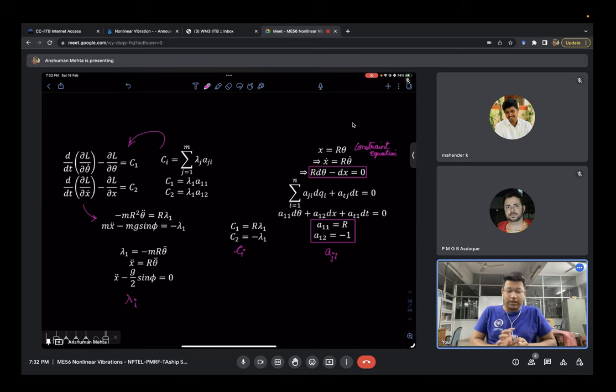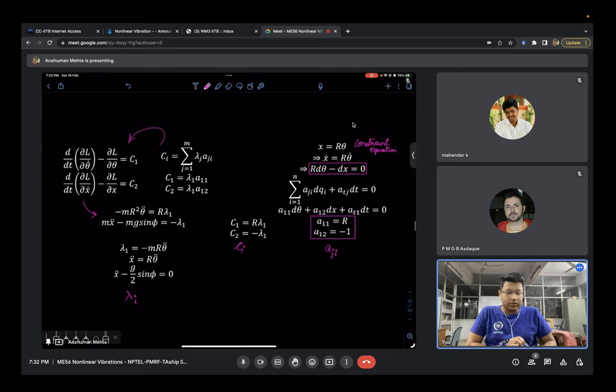And on solving this equation of motion, we found out lambda, or the Lagrange multiplier. So that is our step. So this is now a bottom to top approach. First we will look at the constraint equation, we'll find out AJI, then from AJI we find out CI, and from CI we find out lambda I by putting them into the equation of motion and solving it.